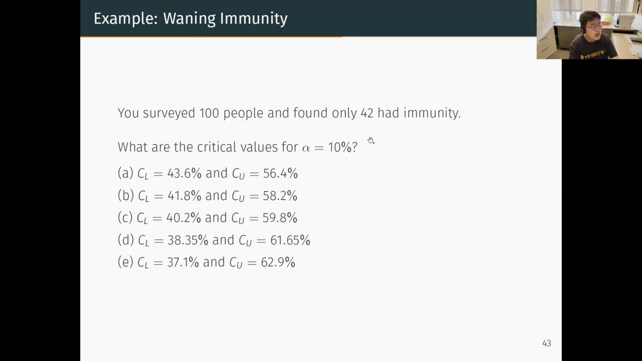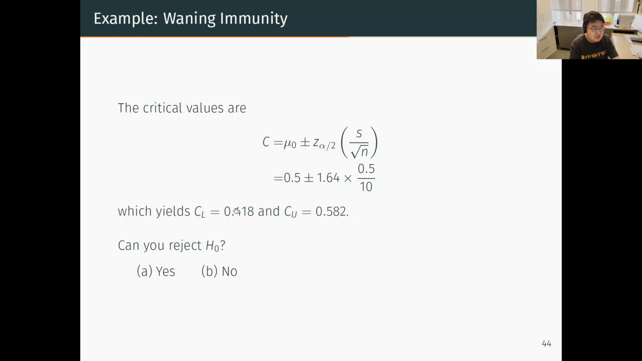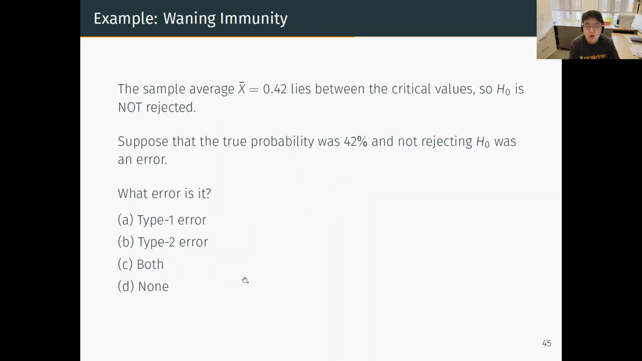So in this case, we got 42% from the data, which is greater than the lower critical value. So 42% is between the critical values. It's close enough to your null hypothesis, so we cannot reject the null hypothesis. The answer is no, right? Our sample average is 42%, which is between the critical values, so the null hypothesis is not rejected.